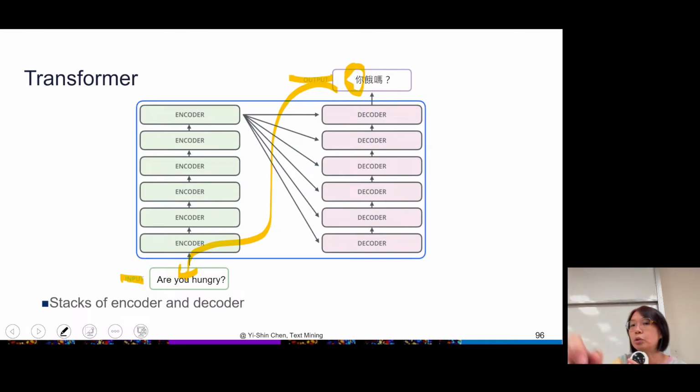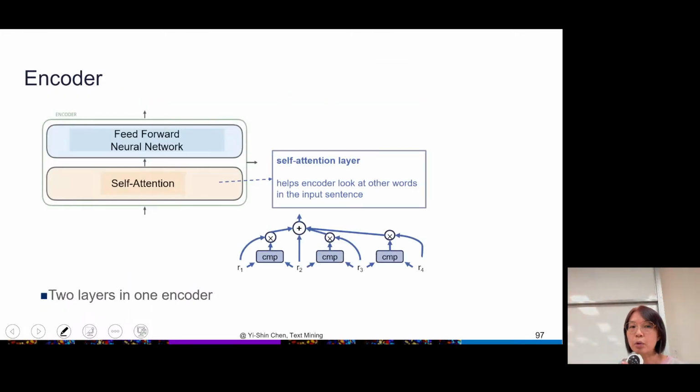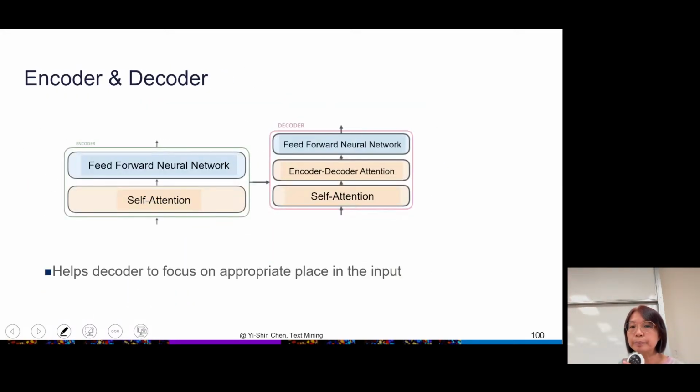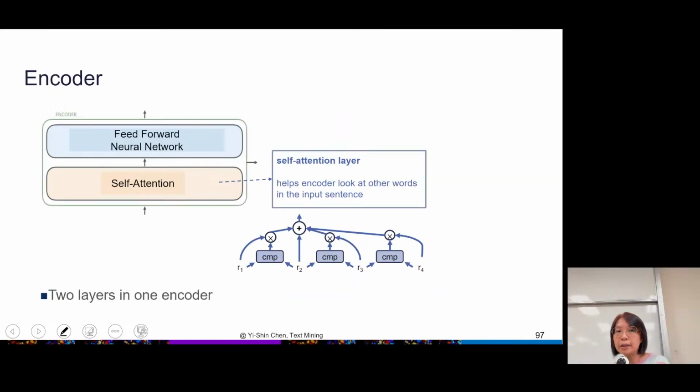But then I also need to know my own language. So in the decoder part right here, the self-attention is trying to know the information inside this one. So decoder has two different attention mechanisms. Encoder has one attention mechanism. So far so good? Okay, so then go back to the attention.